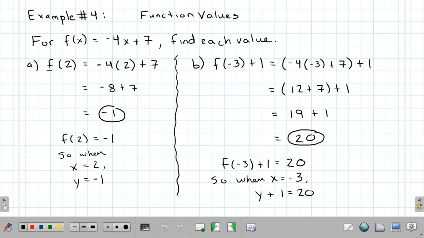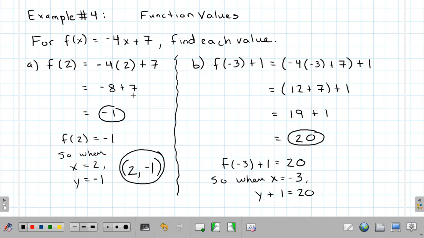So when we see this written as f of 2, all it's asking us is what is the y value when x is equal to 2, okay? So if x is equal to 2, then all we've got to do is take this 2 and plug it in for every x in our equation. When we do that, we get negative 4 times 2 plus 7. Order of operations kicks in, so negative 4 times 2 is negative 8. Negative 8 plus 7 is negative 1. So f of 2 is equal to negative 1, which means when x is equal to 2, y is equal to negative 1. That gives us the ordered pair 2, negative 1.